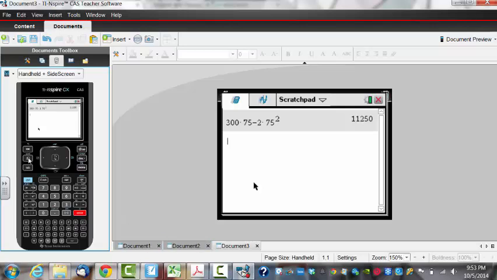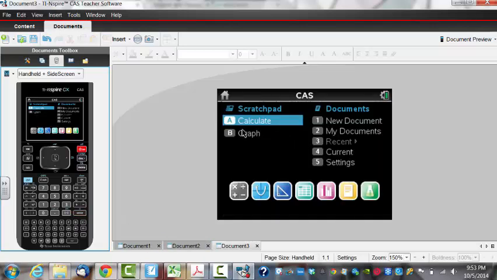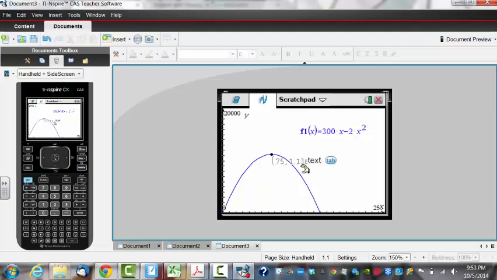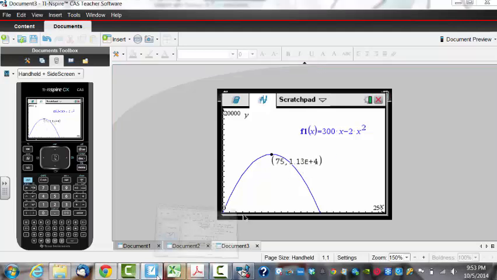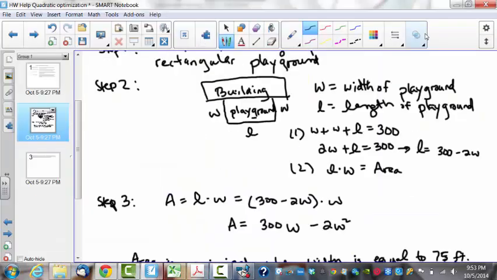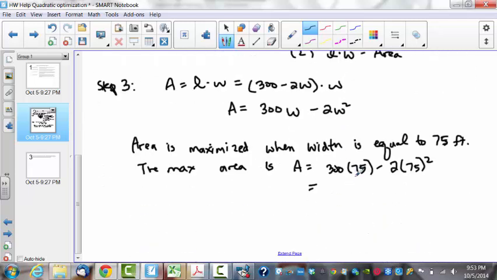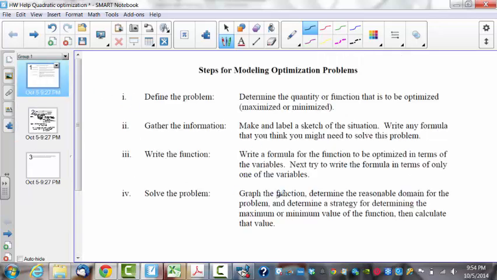11,250. Huh. Is that what we got here for the graph? 11,250. Oh, they rounded. Okay, here they rounded to the nearest hundredths position, which is why it's good to check with the calculator. Not the graphing, but just the actual equation. So the equation here shows us that it is 11,250 feet squared. Okay, let's go back to our problem.